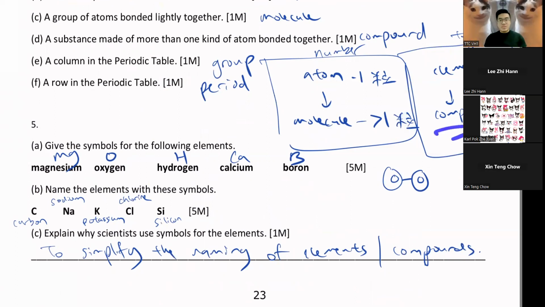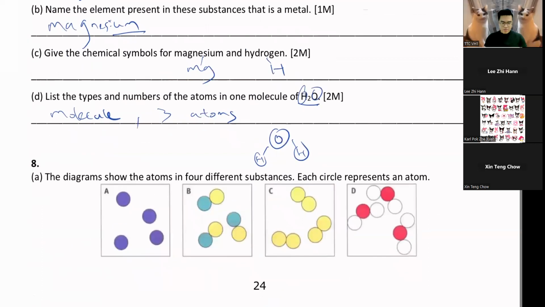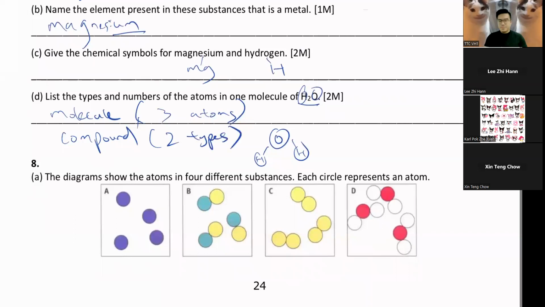So I'm missing something here. I can actually say this is the compound. It is a molecule and it is a compound, right? Why is it a molecule? Because there's 3 atoms here. It is a compound because there's 2 types here. So different stuff. Atom and molecule is about the number. Compound and element is about the type. So we are referring to different things here.